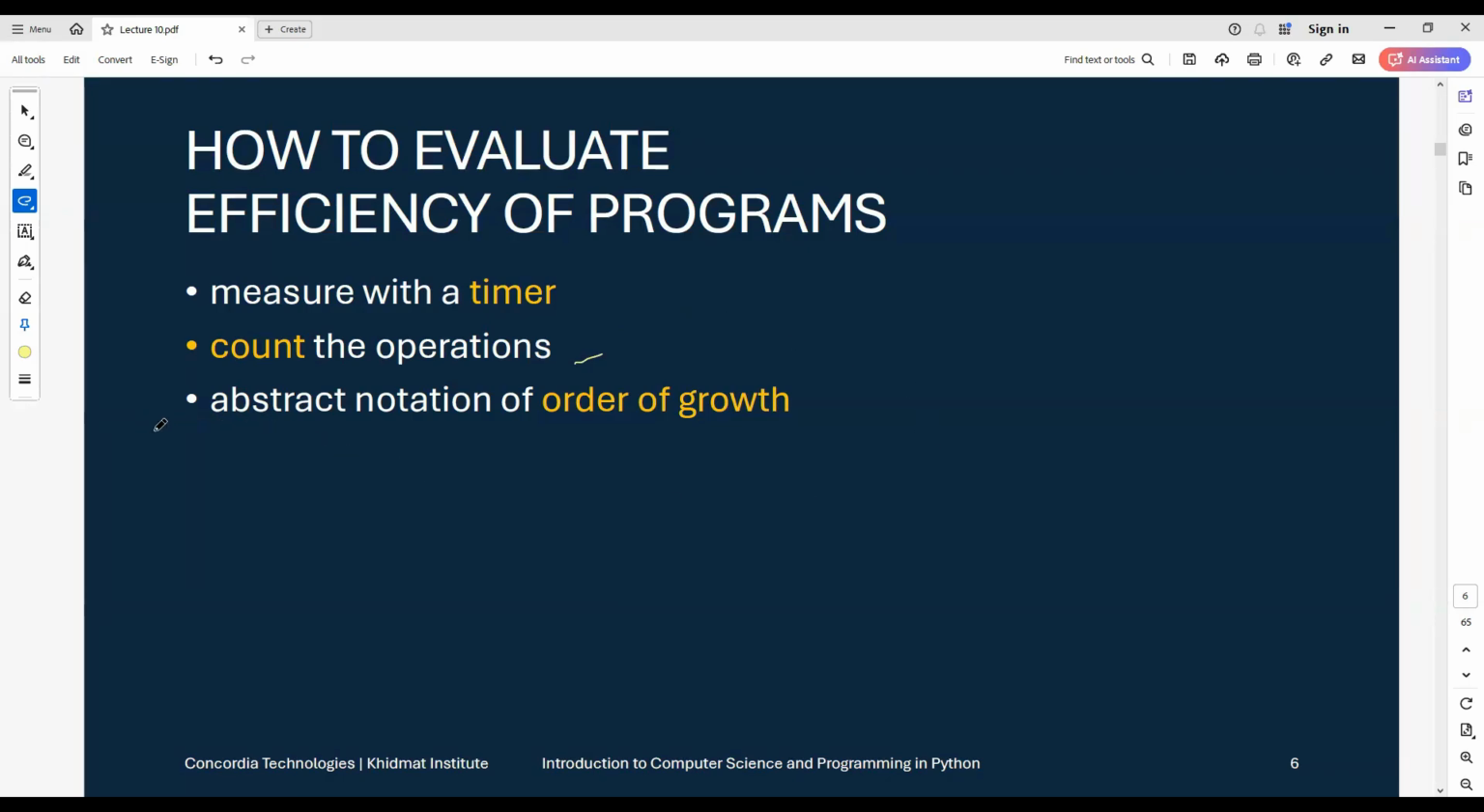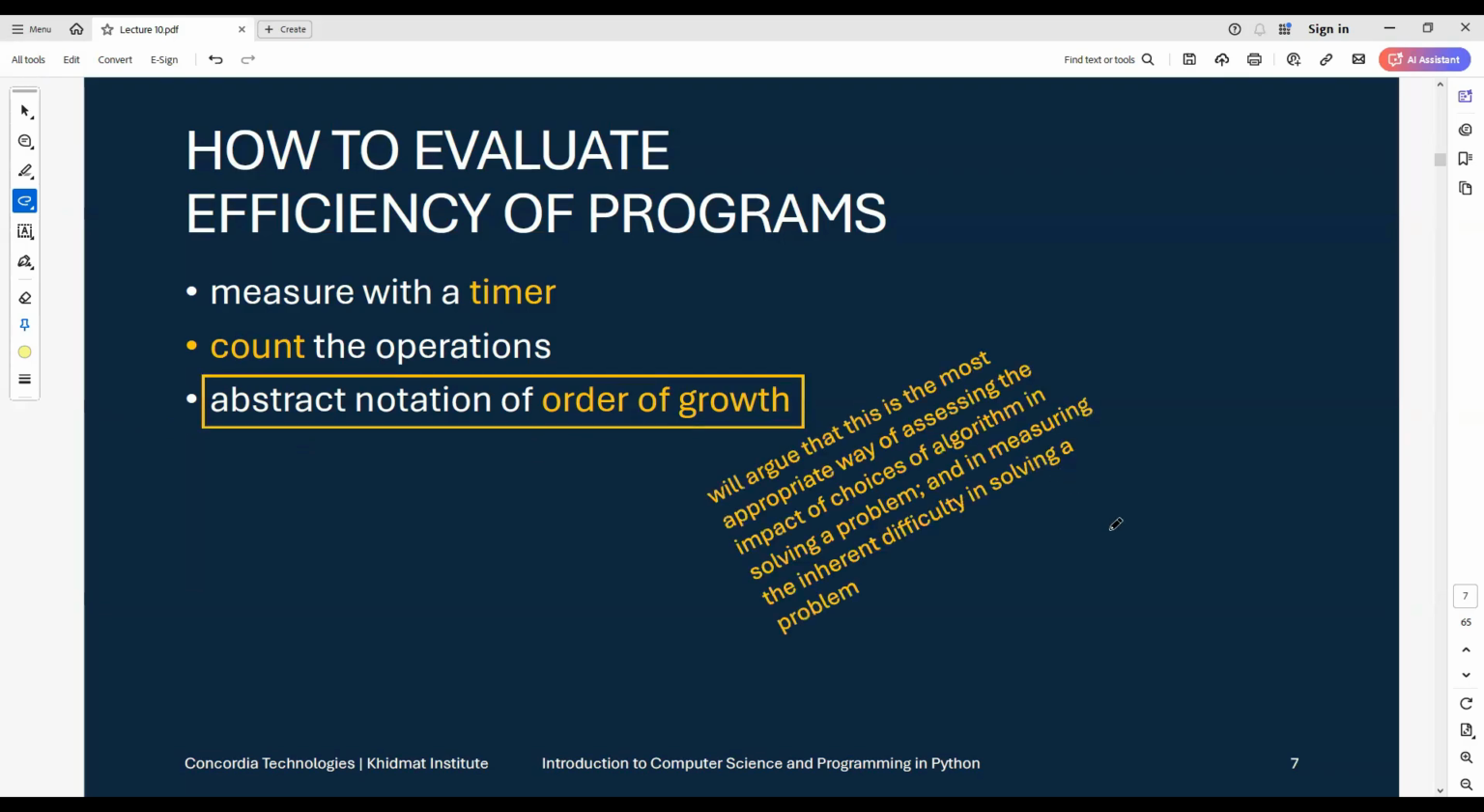But what we are interested in is a little bit more abstract method, and that represents the order of growth of the efficiency of an algorithm depending on the size of the input. We will take a look at many different examples, and that way it would become evident that this is the most dependable or most usable method of identifying the complexity of an algorithm.